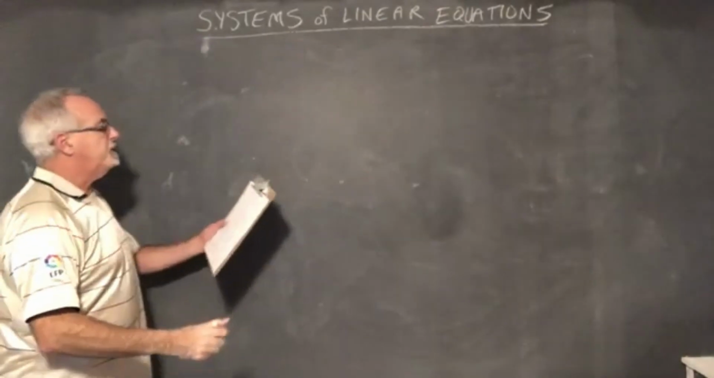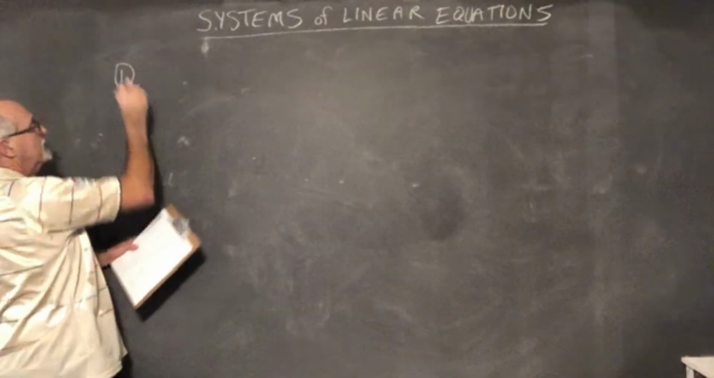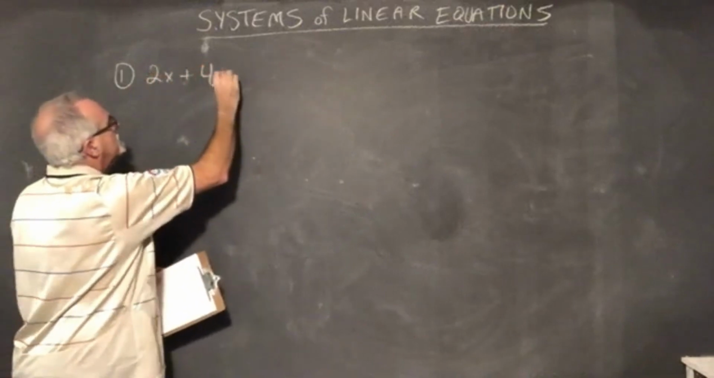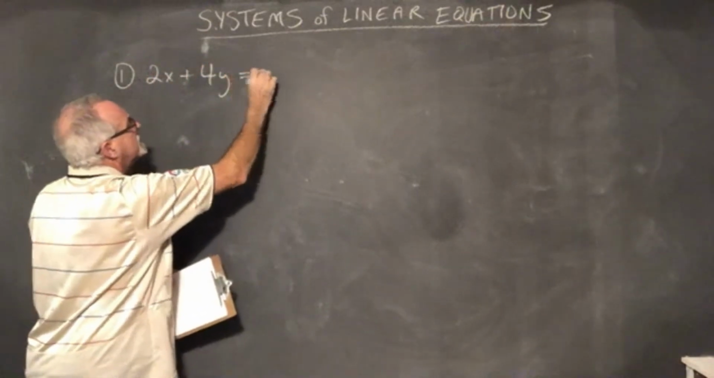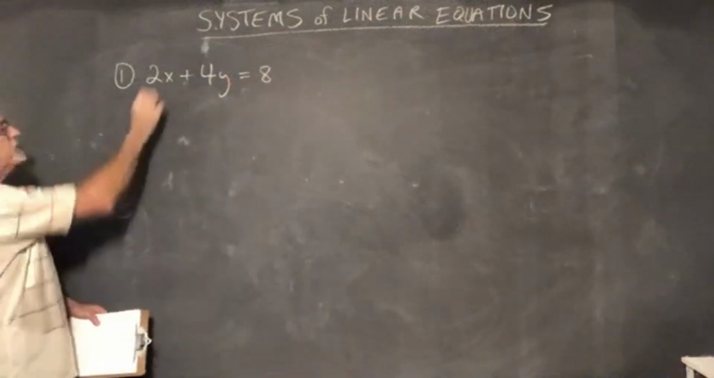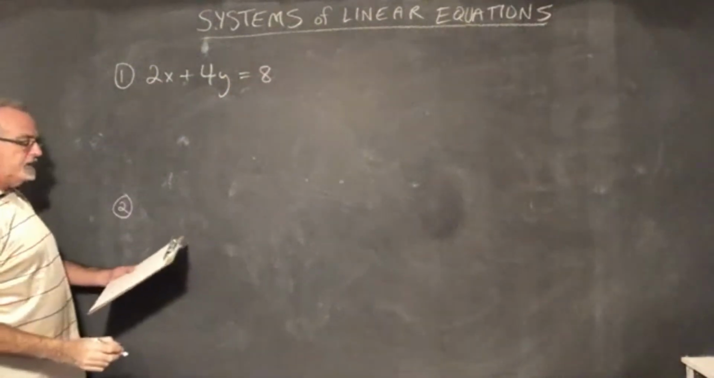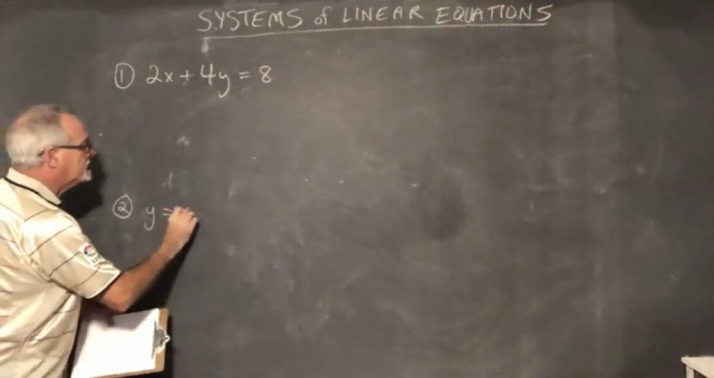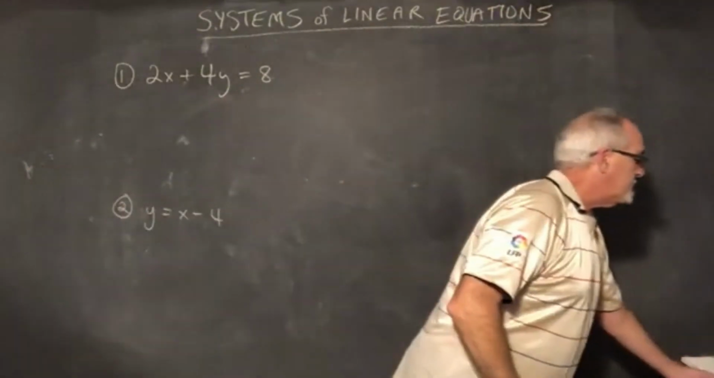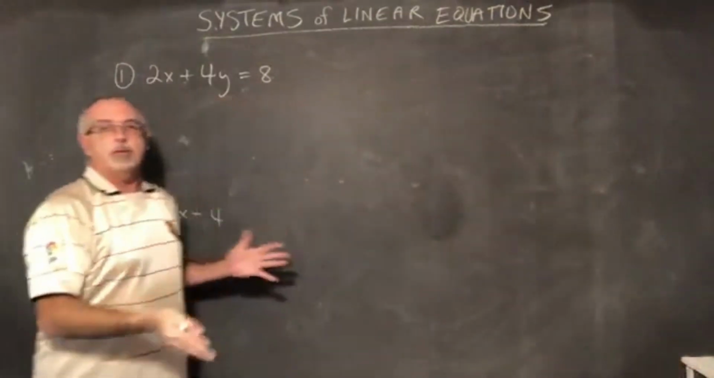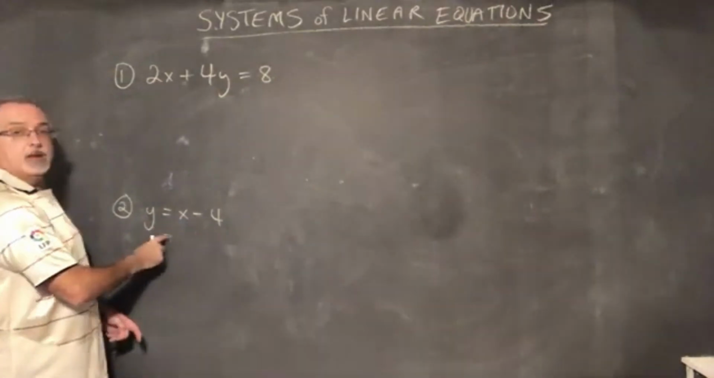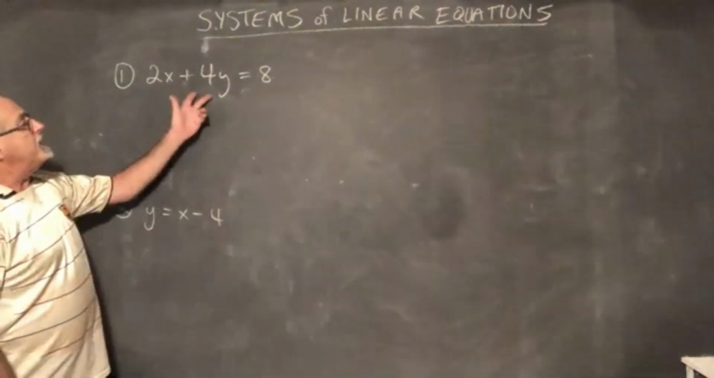Okay, so the first equation is 2x plus 4y equals 8. And the second equation, I'm going to write it lower down so I have more space to show my algebra, is y equals x minus 4. Okay, and of course we want to do this question by graphing first. So we want y equals mx plus b form. This one's already in y equals mx plus b form, but this one isn't.